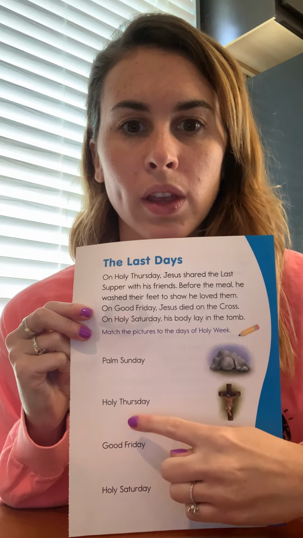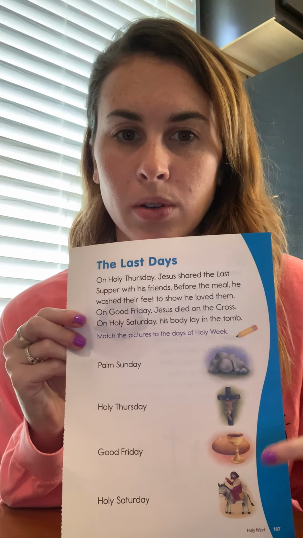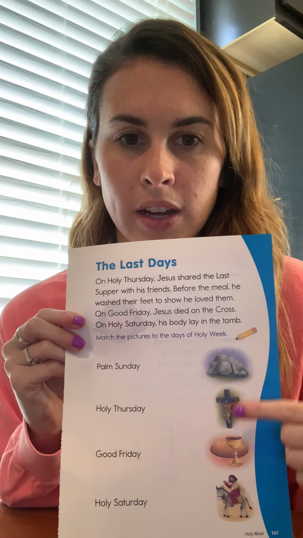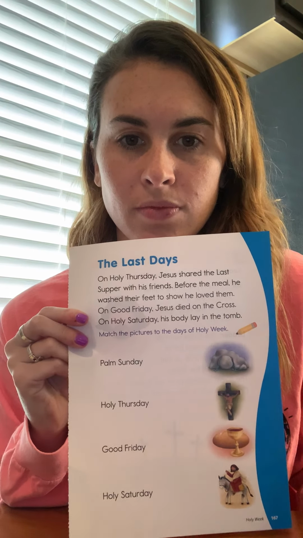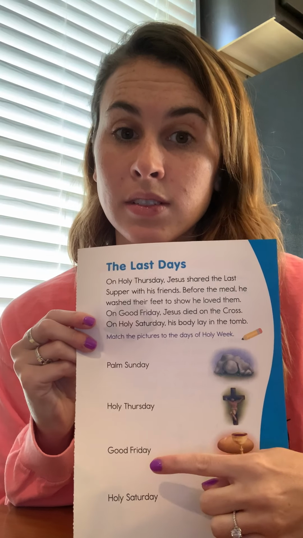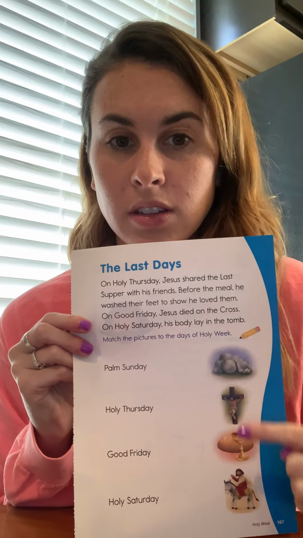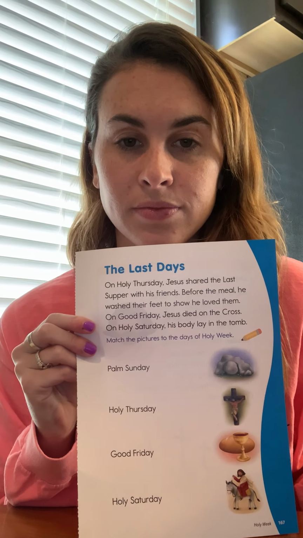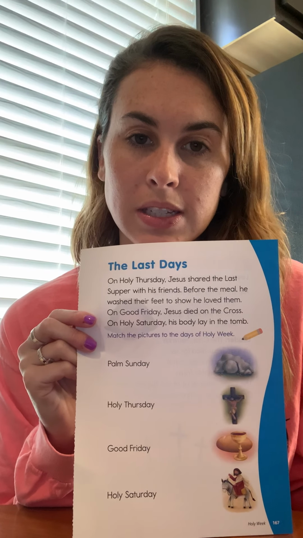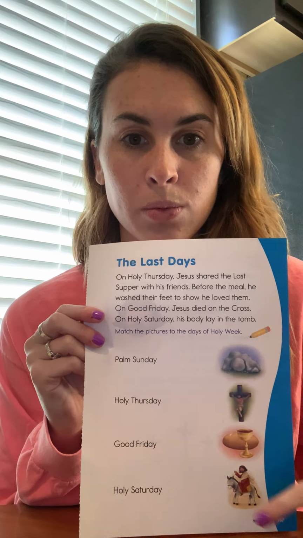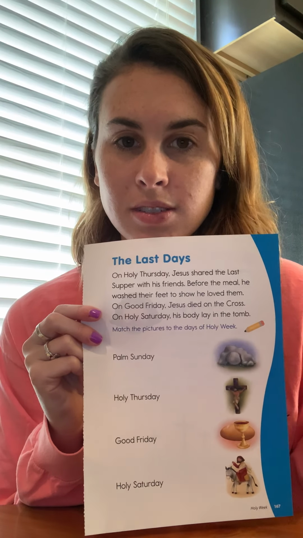The next one says Holy Thursday. Remember, that's when Jesus had his Last Supper with his disciples. So go ahead and draw a line from Holy Thursday to which picture it matches. Good Friday is when Jesus dies on the cross. So draw a line from Good Friday to the picture that matches. And then the last one is Holy Saturday, which is when Jesus's body is laid in the tomb. So draw a line from Holy Saturday to the picture that matches.